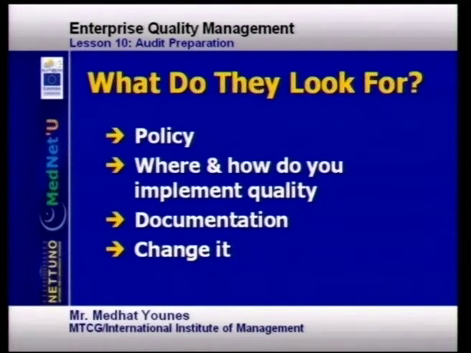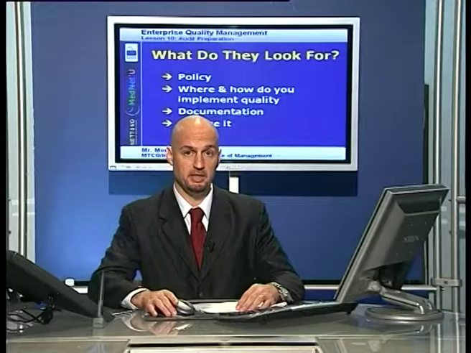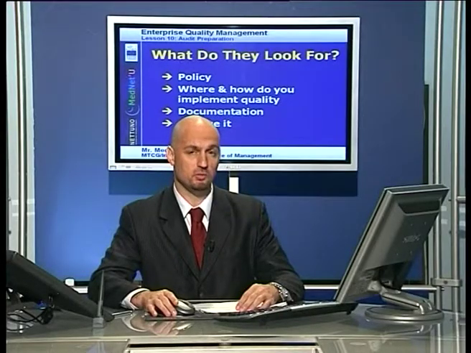The first item they check is the policy. Is the quality policy understood, implemented, maintained throughout the function that you are auditing? Where and how do you implement quality? Where basically, they ask questions about the areas, and the how, they ask questions about procedures that they follow.